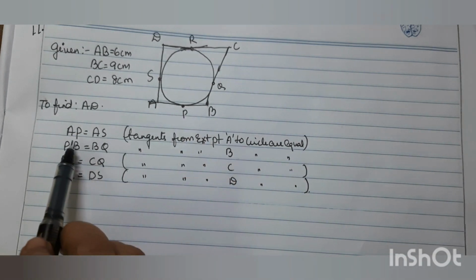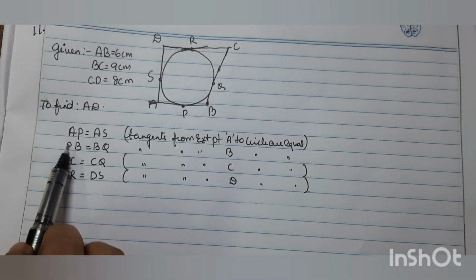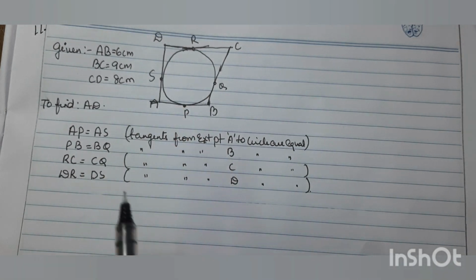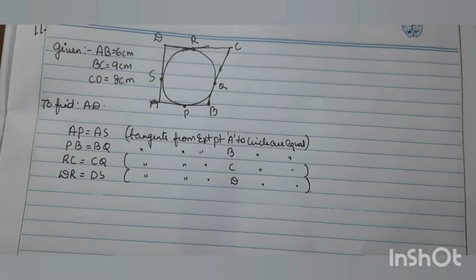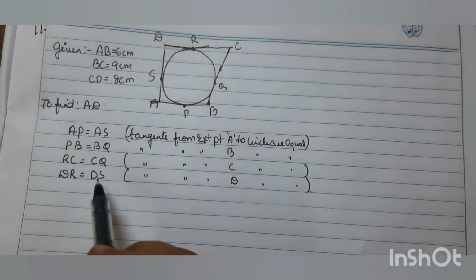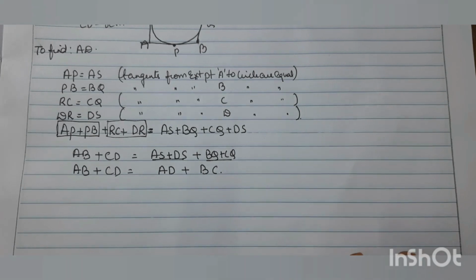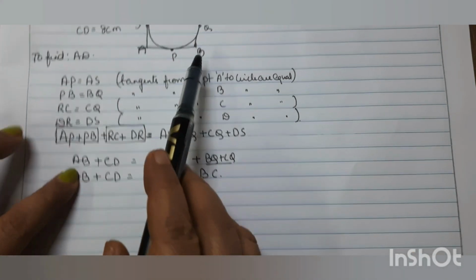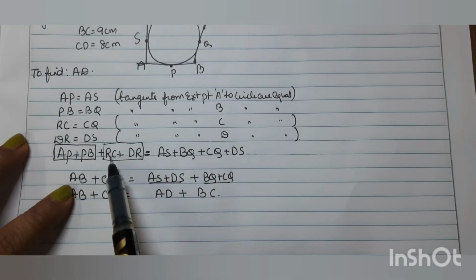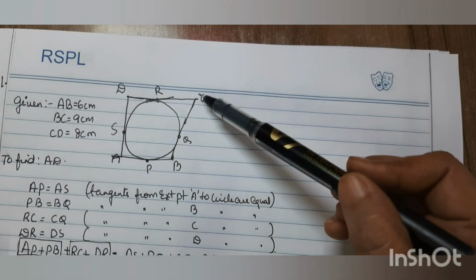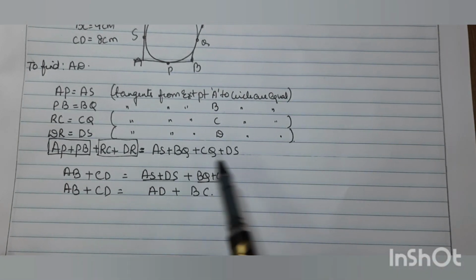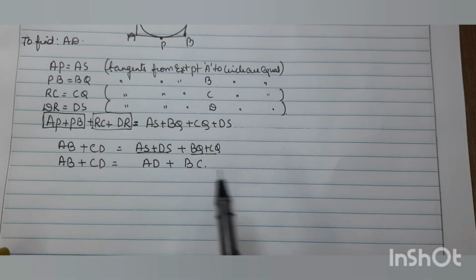Where AP comes, let it be the same side, so AP plus AB, RC plus DR. So RC and DR, let it come in LHS, so it will be correct for adding. So adding all these equations, we get AP plus PB as AB. RC plus DR will be CD. Likewise, group AS and DS together, BQ and CQ. So we get AD plus BC.